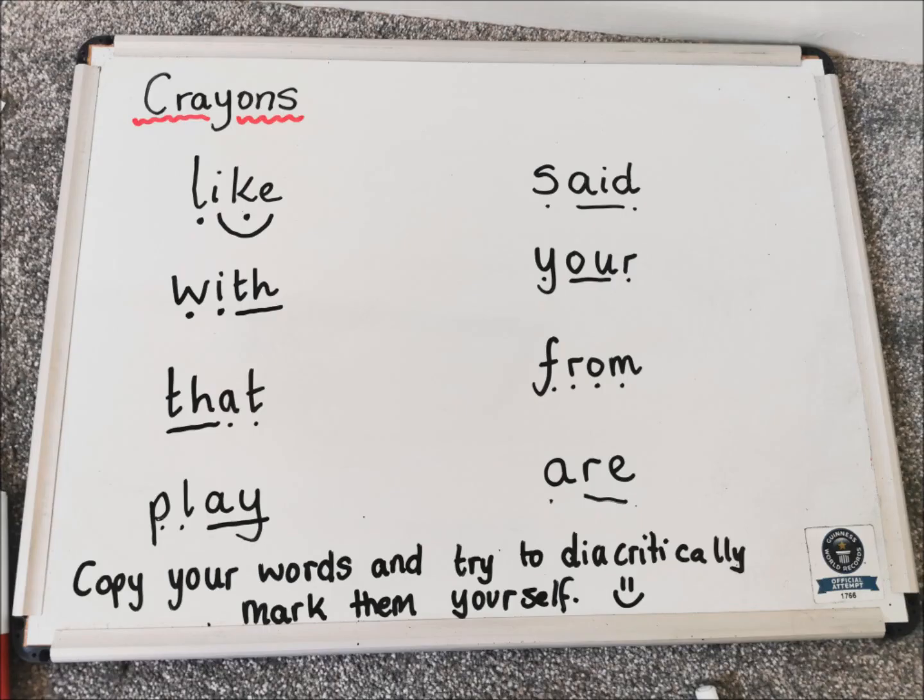So we have like, with, that, play, said, your, from, and are. So what I'd like you to do now, crayons, you can copy your words onto a whiteboard, a jotter, a bit of paper, anywhere that you have a space to do some writing on, and then see if you can diacritically mark them yourselves. You can look at the video for help, or you can pause the video, don't look at the video, see if you can find those sounds yourself.